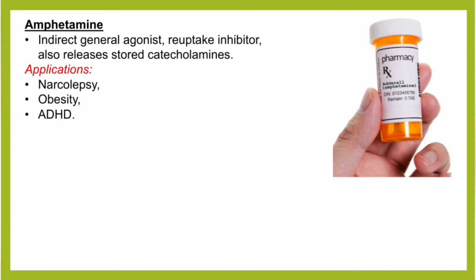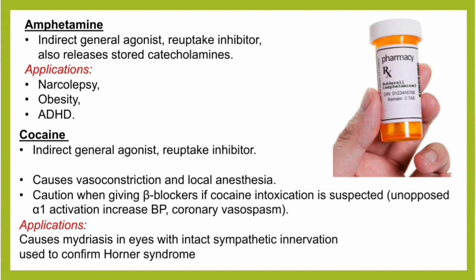Next, amphetamines. Amphetamine is an indirect general agonist. As I said, it's a reuptake inhibitor. It also releases stored catecholamines. It's used in narcolepsy, obesity, and ADHD, with narcolepsy and ADHD being the main ones. So you can see Adderall here. It's a controlled substance, together with cocaine, which is also a reuptake inhibitor.